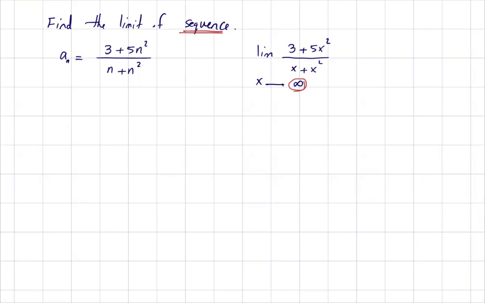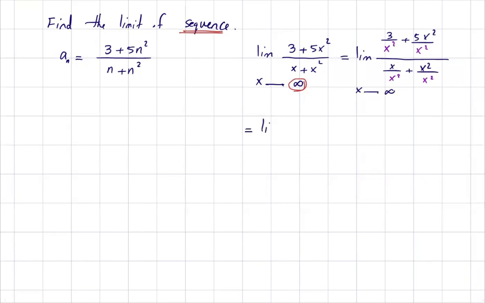Well, remember that to calculate this limit, you can basically divide by x squared. So this is equal to the limit of 3 divided by x squared plus 5x squared divided by x squared over x divided by x squared plus x squared divided by x squared. Here you're going to divide everything by x squared and then find the limit as x goes to infinity.